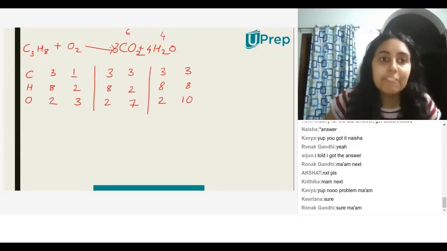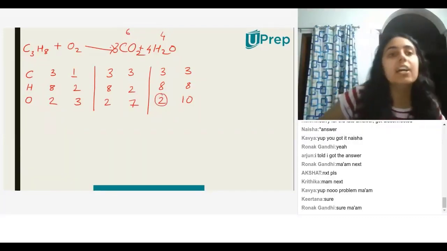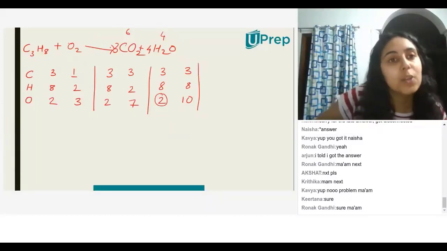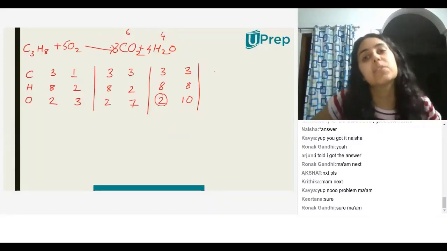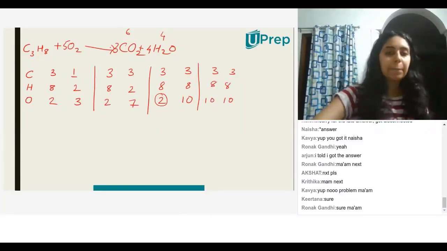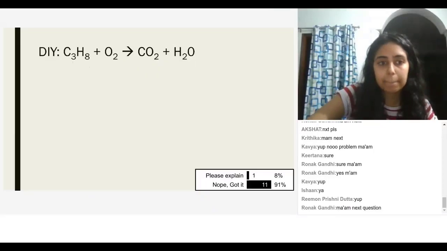Now on the left-hand side I have 2 oxygens and on the right-hand side I have 10. So I have to make 10 on the left-hand side. I put 5 over here and then this will be 3, 3, 8, 8, 10, 10. The equation is balanced. Is everyone good to go? Totally fine.